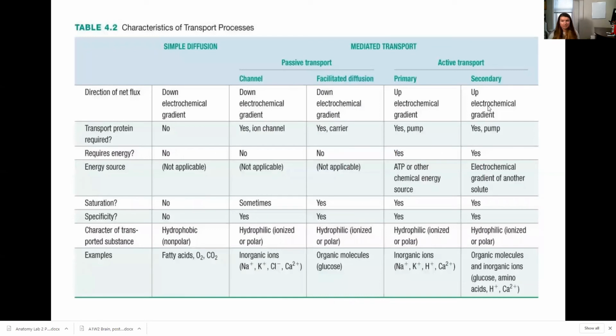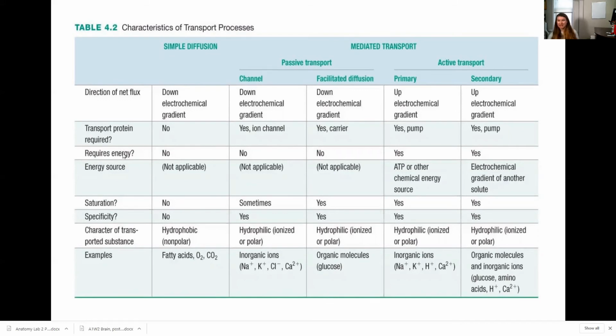This is a convenient table from your book comparing all these different facts that we've gone through about passive transport and active transport. So we've talked about each of these factors. We've talked about the direction of net flux, which is to say whether these particles are moving with their gradient or against their gradient. So this shows you that in simple diffusion and our two types of passive transport, we're moving down the electrochemical gradient. For active transport, we're moving up the electrochemical gradient.